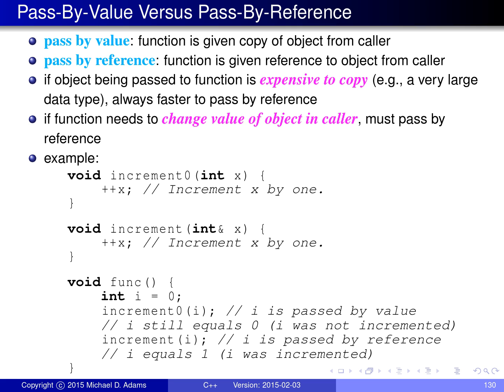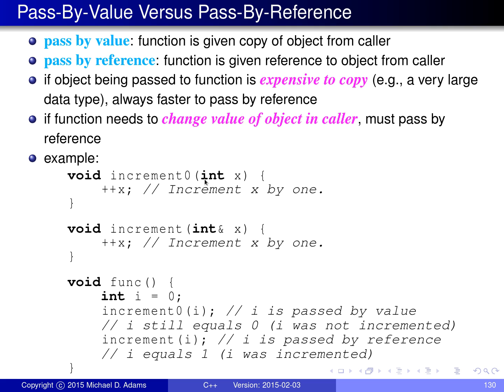To illustrate the difference between pass by value and pass by reference, it's worthwhile to consider an example. In the code shown on this slide, I have two functions that perform an incrementing operation. In the body of the function, they're incrementing some variable. The first one's called increment0, and the second one's called increment.